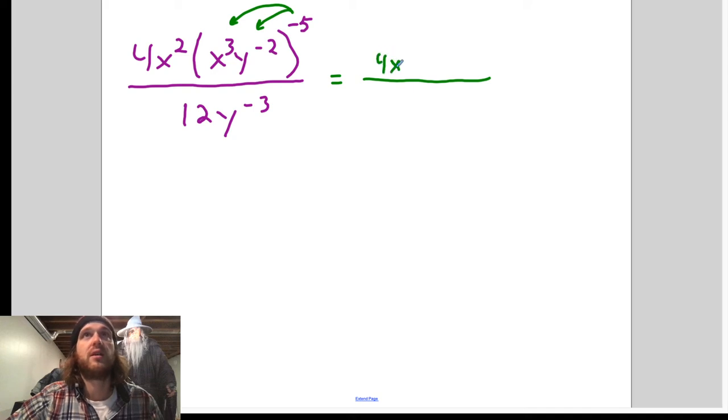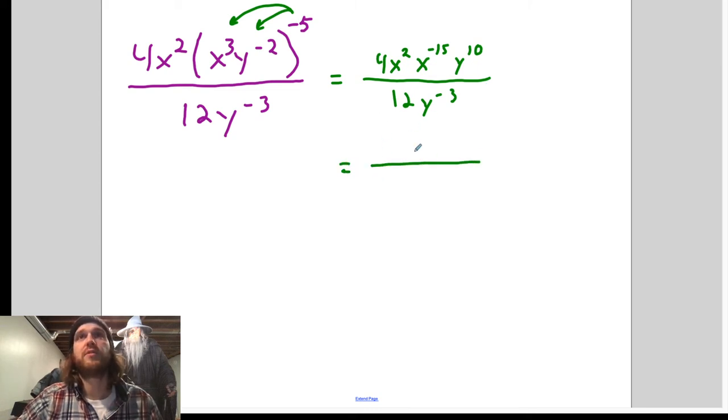So it's going to be 4x squared times x to the 3 times negative 5 is negative 15. And then y to the negative 2 times negative 5 is positive 10. In the bottom, I have 12y to the minus third. I guess we can kind of tackle both of these at the same time. So 4 over 12 simplifies to 1 over 3, so we can bring that down. And then we have x to the second times x to the 15th.